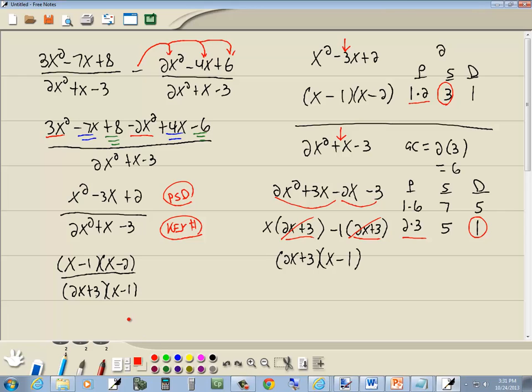Okay, that was that. Step back to the top, back to the bottom. Next step, cancel if possible. The only guideline is one's on top, one's on the bottom, and they're the same. Well, here's x minus 1, here's x minus 1. One's on top, one's on the bottom, they're exactly the same. Then that leaves us x minus 2 over 2x plus 3. And that's our answer.